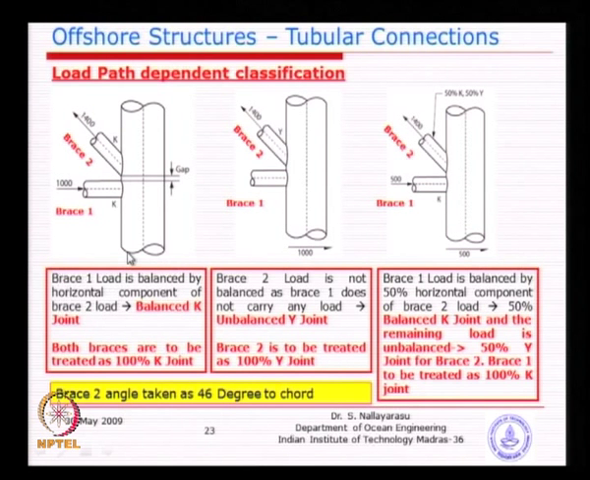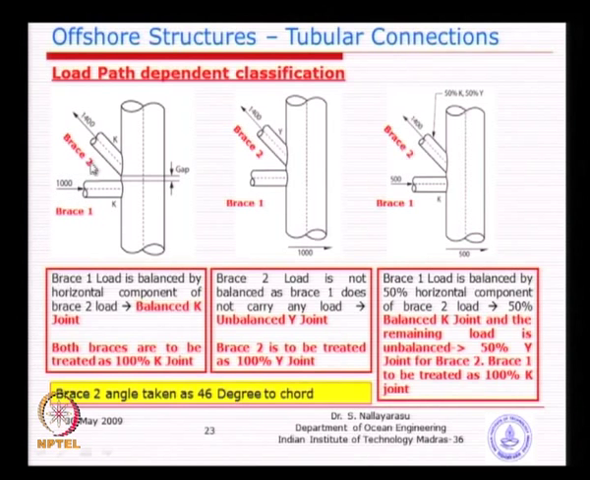If you look at the first one, very similar to what we described just now, brace 1 is carrying 1000 kilonewton, brace 2 is carrying 1400 opposite. In this one, I have taken the angle as 46 degrees, which will be basically 1400. If you find the normal component, you will get around 1002, 1003. So, 1000 and 1000 cancel each other. So, this can be classified as 100% K.